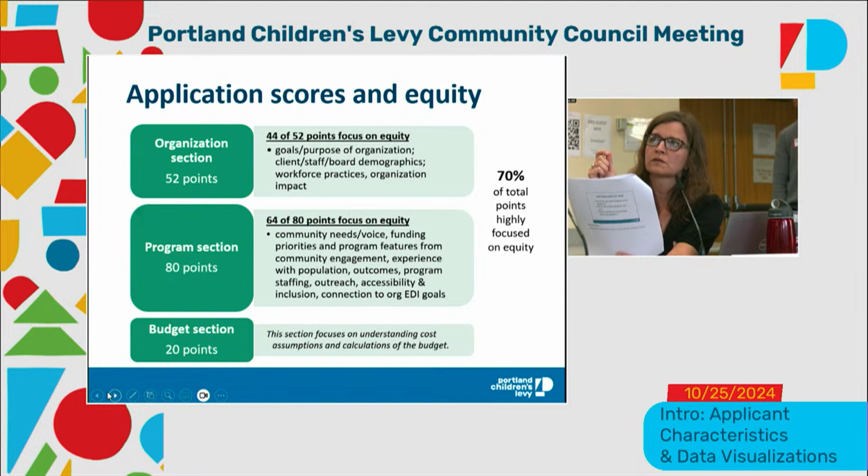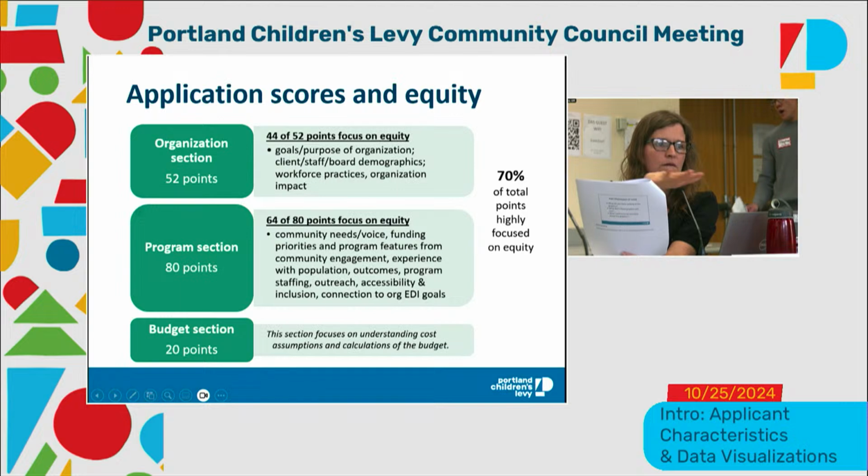There are 44 out of the 52 points that focus on the applicant organization have to do with racial equity, diversity, and inclusion. In the program section, there are 64 out of the 80 points focused on racial equity, diversity, and inclusion. And the budget section is a little bit more straightforward about numbers and how you came to this budget, which is 20 points. Please keep in mind that you all, with staff support too, spent a lot of time helping design those questions and those scoring criteria. So that distribution is the result of your good work and advice.